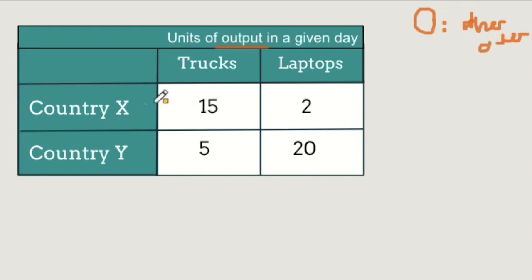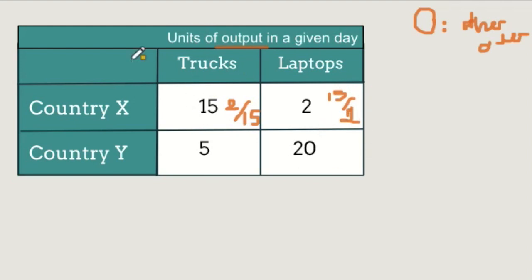Let's look at country X first. It can produce trucks or laptops. It can produce 15 trucks or 2 laptops. We're putting the other over. So we're putting the other good on top of the good we're trying to find the opportunity cost for. So the opportunity cost country X has of producing trucks is 2 over 15. We're taking the other good and putting it over the good we're finding the opportunity cost of, 2 over 15. And we do the same for laptops. We're taking the other good and putting it over, so 15 over 2.